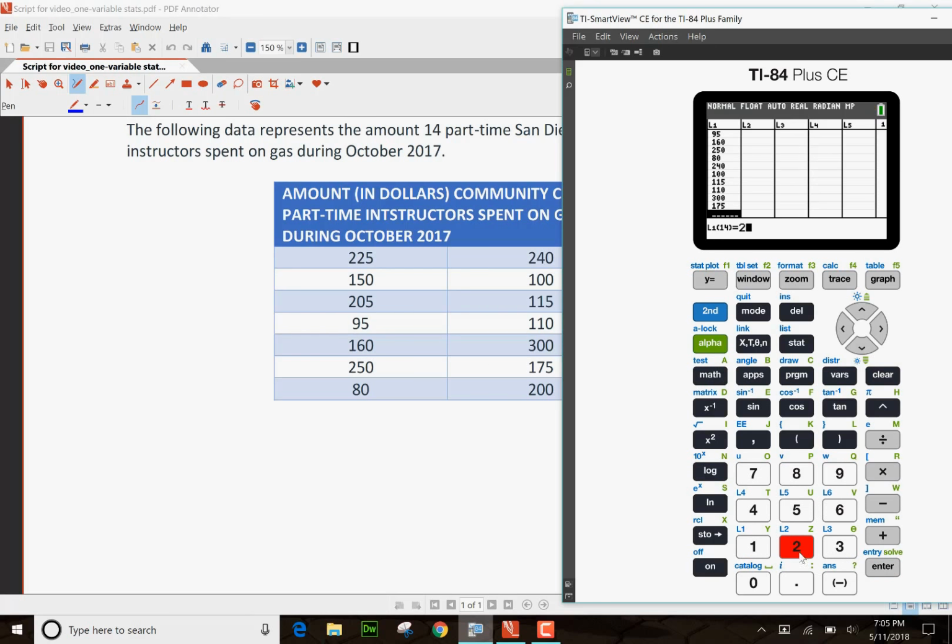All right, here's our last one. Now we knew we had 14 data points, or actually data values, since there's only one coordinate. And so here, notice that we're on L1 parentheses 15, which means the 15th row of the first list. So we're good to go.